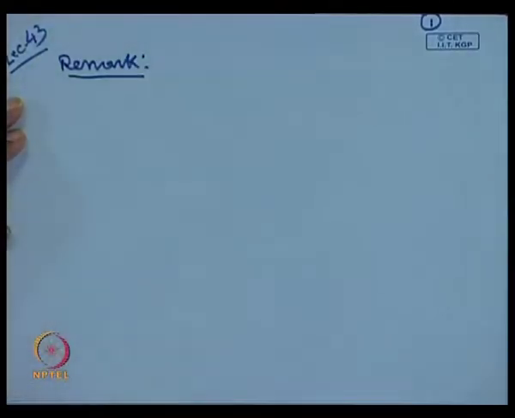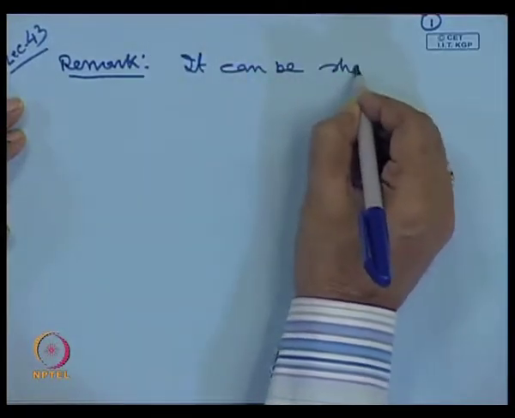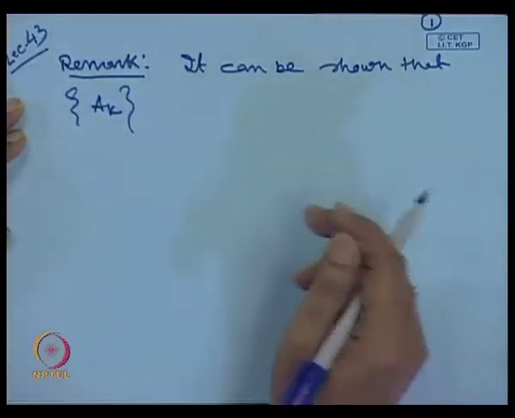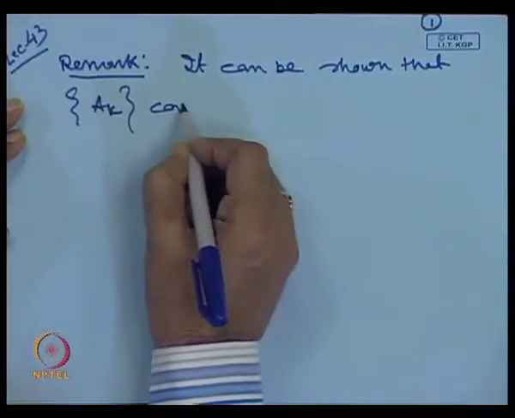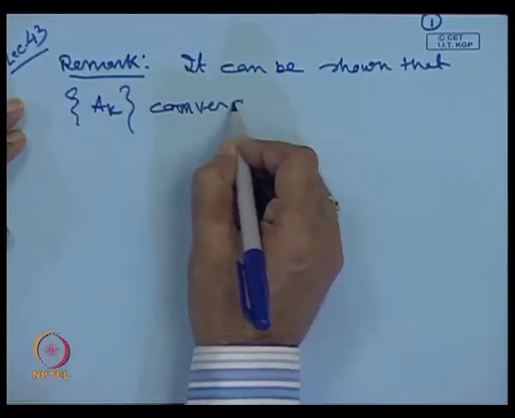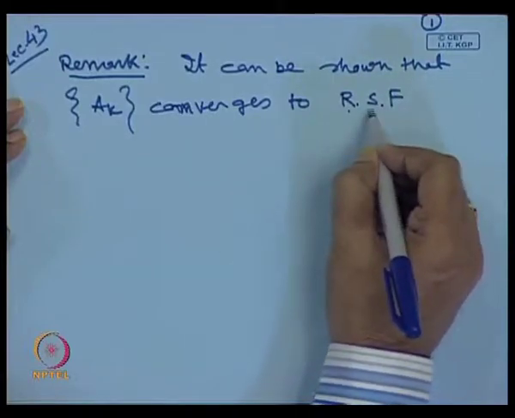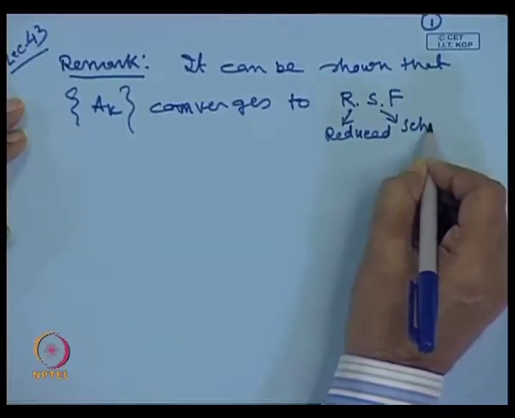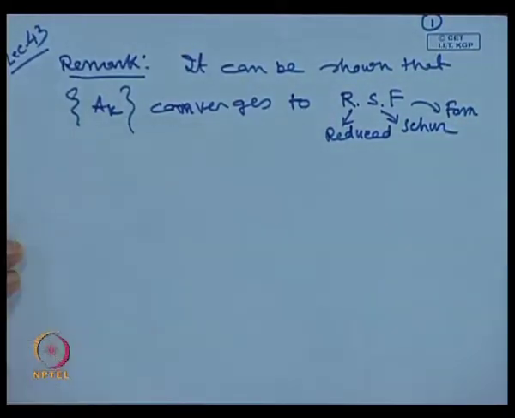It can be shown that the sequence of A_k, that means A0, A1, A2 and so on, by using the QR decomposition technique, converges to the RSF, the reduced Schur form. R means reduced. So the sequence converges to the reduced Schur form.